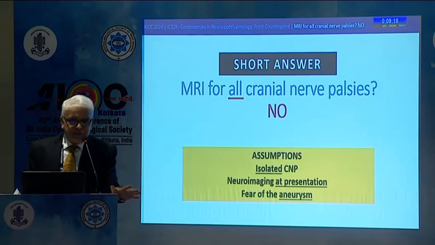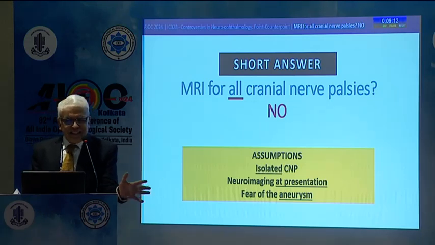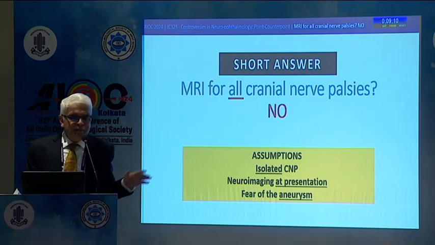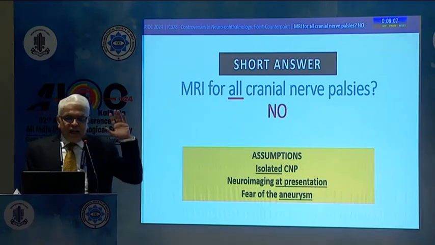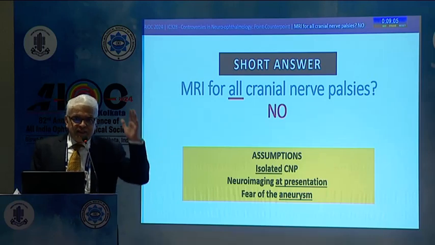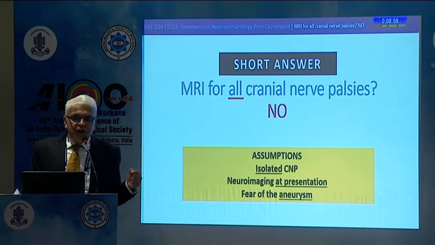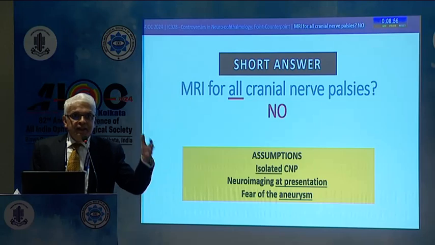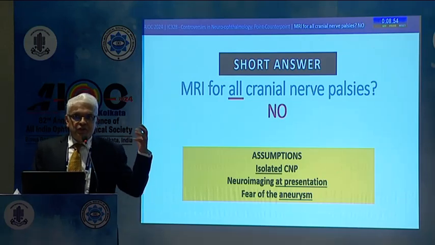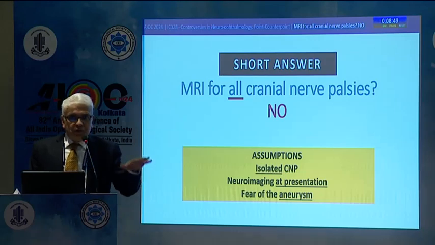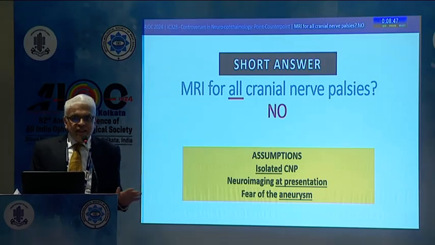I have some assumptions because the true answer to this highly entertaining session lies not in yes or no, it lies somewhere in between. So my assumptions are, I'm going to talk on isolated palsies because, like Rashmin said, for multiple cranial nerve palsies there's no discussion about it at all. I'm talking about neuroimaging right now when a patient comes to you with, say, a third nerve or a sixth nerve or a fourth nerve. Would you do an imaging today, tomorrow, and review the patient? And lastly, what are you afraid of?